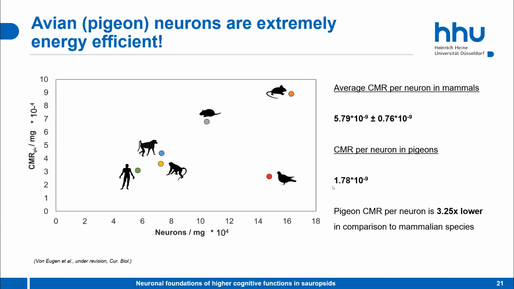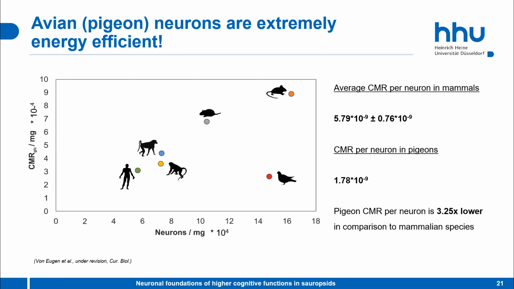What you can also see is that the pigeon does not really fall onto this regression line. It is much lower, and the absolute number for the pigeon is 1.78 times 10 to the minus 9, which means that pigeons have a CMR per neuron which is 3.25 times lower. That means a pigeon neuron needs much, much less energy than a mammalian neuron, and that can possibly explain how pigeons, and likely also other bird species, can afford so many neurons in their small brains.